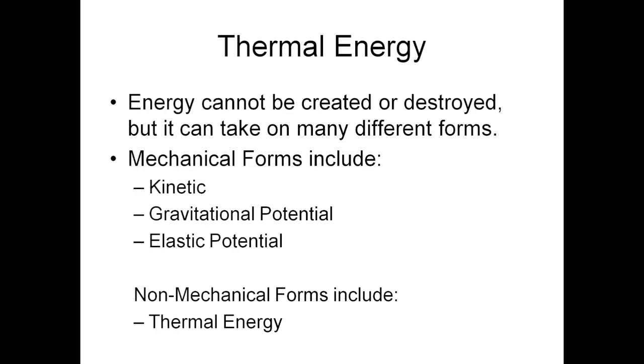For example, these are the forms that your muscles tend to use most often. There's gravitational potential, elastic potential, but also some chemical potential energy in your arms that tends to be converted into kinetic energy as you move your arms around and as you transfer that energy into objects you're doing work on. So this thermal energy is going to be our first form of non-mechanical energy.